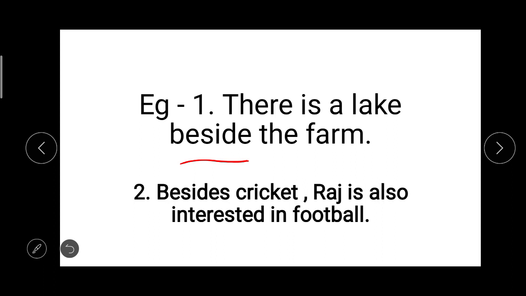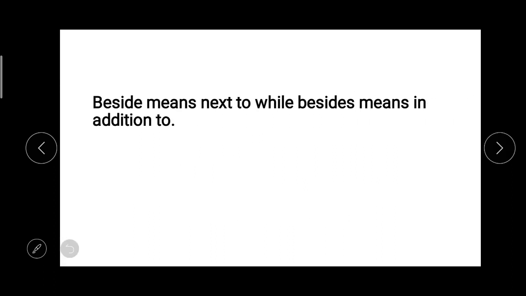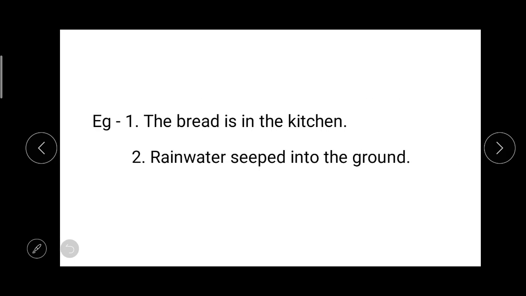And on the other hand, besides in number two is showing us that in addition to cricket, Raj also likes football. And this is the difference between beside and besides. So beside means next to, while besides means in addition to. Now the next two confusing prepositions are in and into.